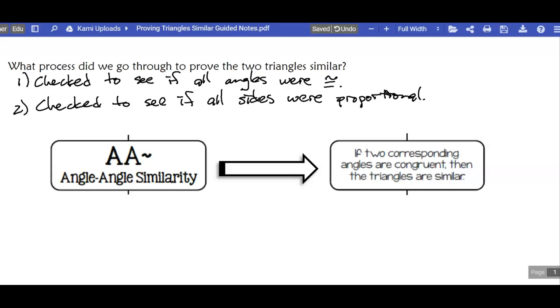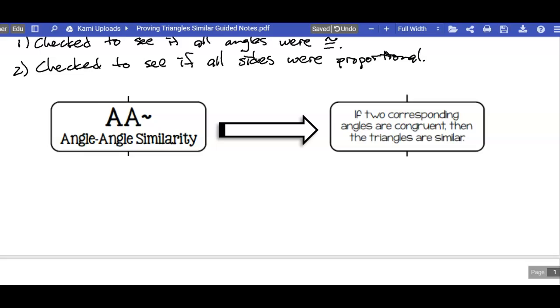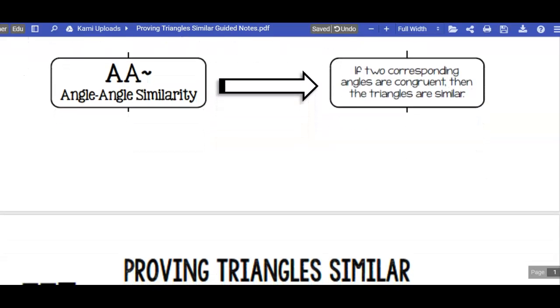Fortunately, we have methods for proving that triangles are similar. We don't have to look at all that information. So one of these methods, there's a few different methods, but we're only going to look at one today, is called angle-angle similarity. Okay, and with angle-angle similarity, if two corresponding angles are congruent, then the triangles are similar.